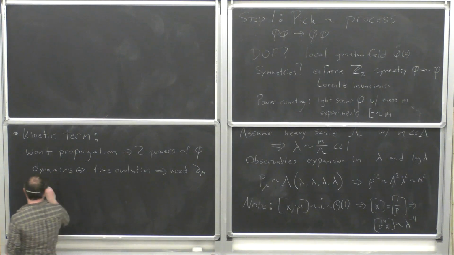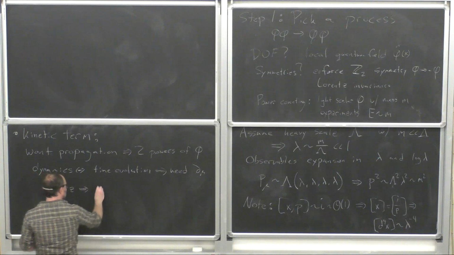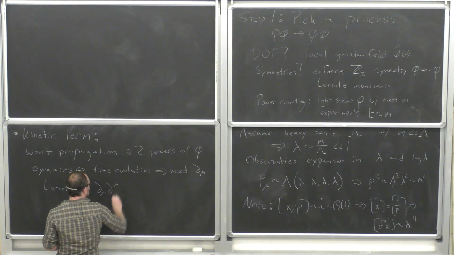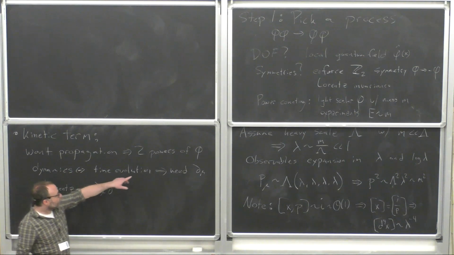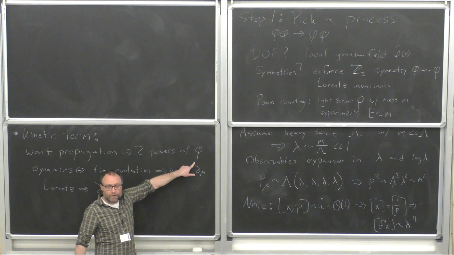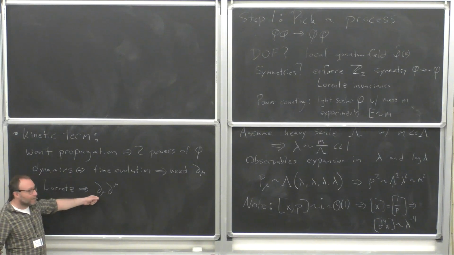And then Lorentz, of course, tells us that it's going to have to come as box because phi is a scalar field, right? It has trivial Lorentz transformation properties. And so the only possible object we have is pairs of derivatives acting on phi, okay?